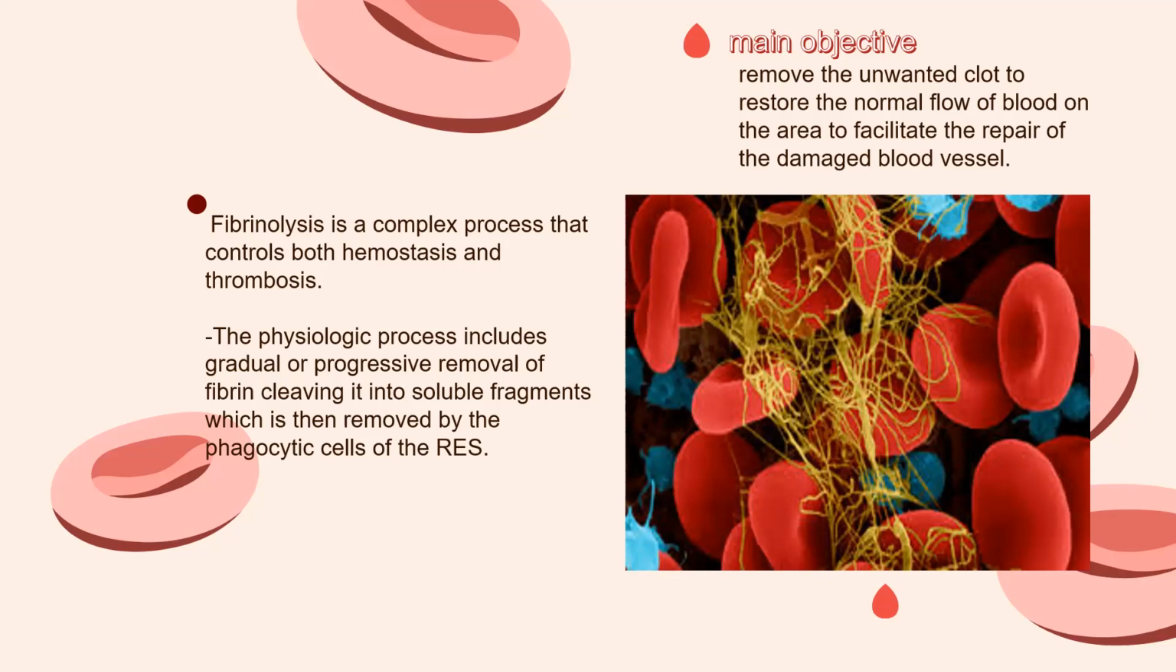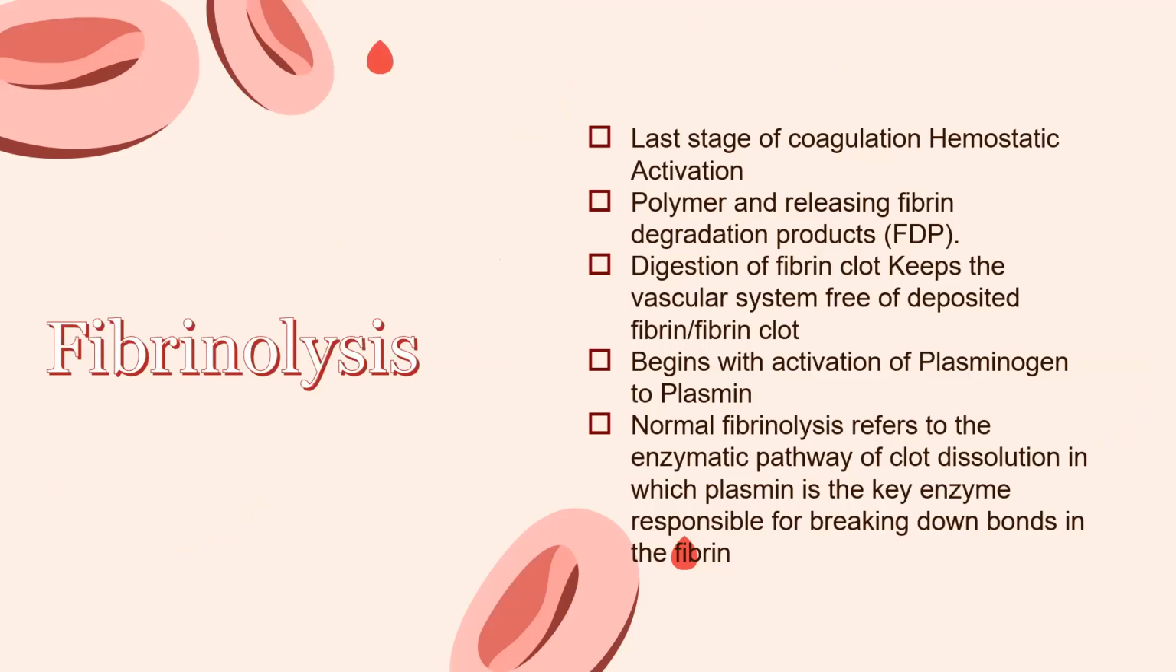Same with the other stages, we also have activators and we also have inhibitors. So this again is your last stage of coagulation. What happens here is the digestion of the fibrin clot, which keeps the vascular system free of deposited fibrin or fibrin clot. Fibrinolysis begins with the activation of plasminogen to plasmin. So the most important enzyme here is plasmin. I believe it was already mentioned in our earlier discussions.